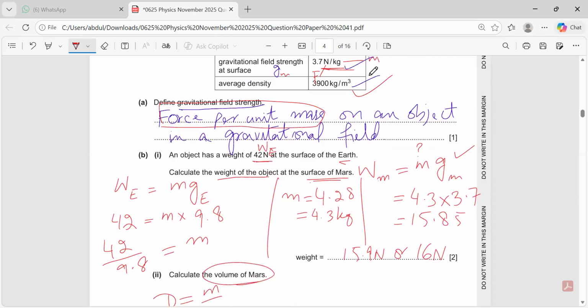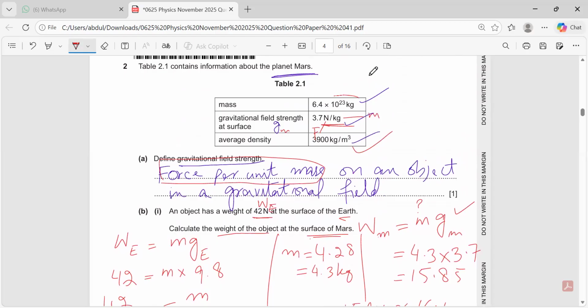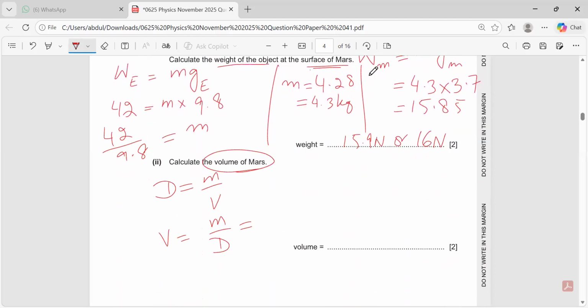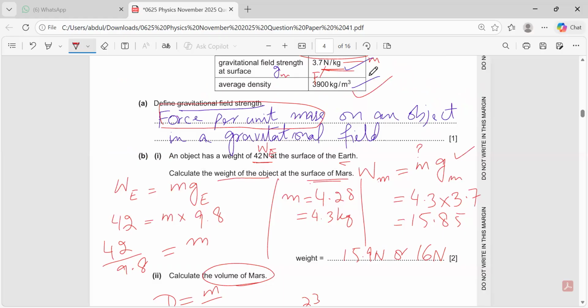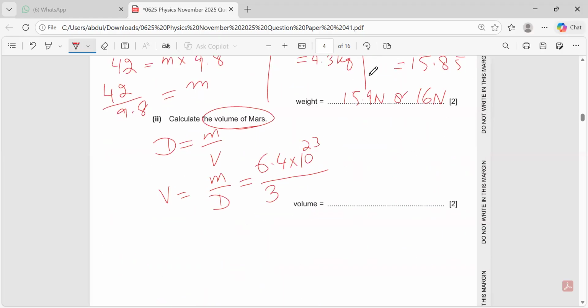So volume of Mars, mass is 6.4 times 10 to the power 23. It is only 10 times smaller than Earth, because the mass of the Earth is 6.4 times 10 raised to power 24. Over density. The average density on the surface of Mars is 3900 kilogram per meter cube. So divided by 3900, dear friends.